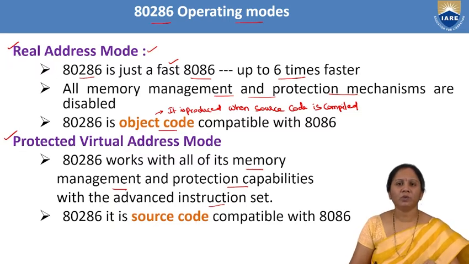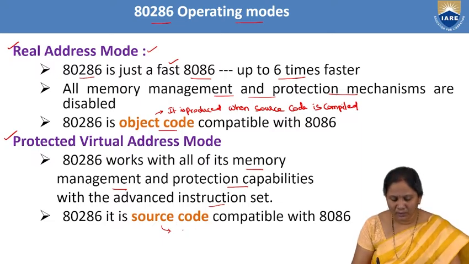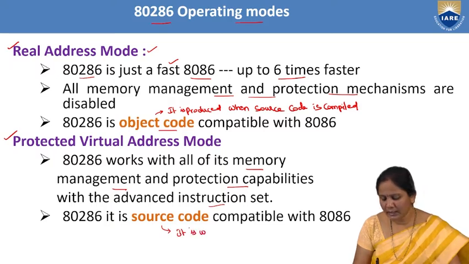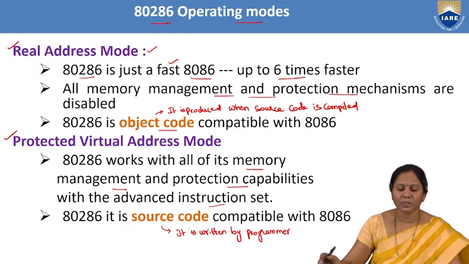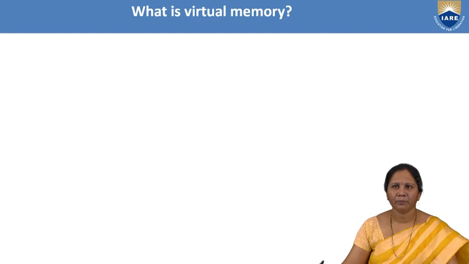In the protected virtual address mode, the 80286 microprocessor is source code compatible. Here, source code means a program written by a programmer. So these are the two operating modes of the 80286 microprocessor.